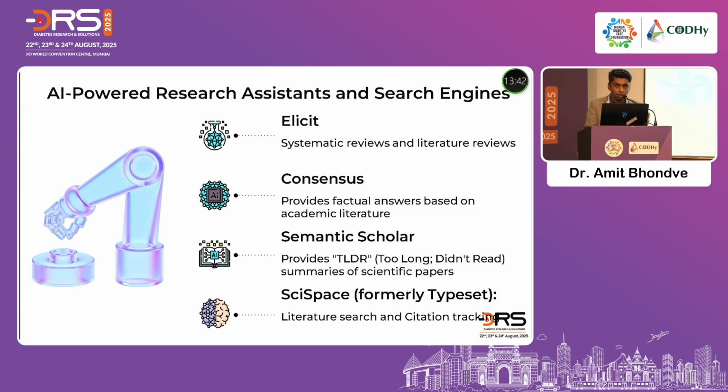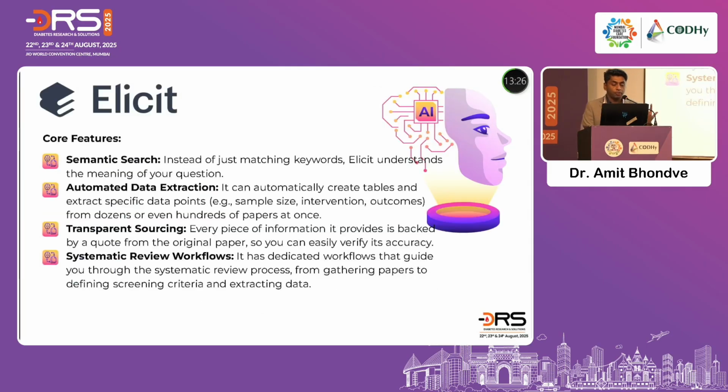There are some tools which will help us as a search engine. There are some tools which will assist us to go deep into it, and there are some tools which will help us to write the articles also, something like systematic reviews as well. So we have Elicit, Consensus, Semantic Scholar, and SciSpace. There'll be some presentation, and I'll have the actual real videos of my screen recording showing how AI is getting used.